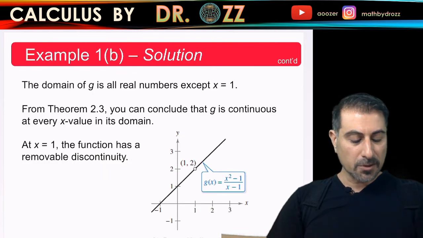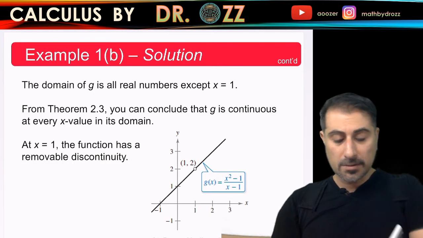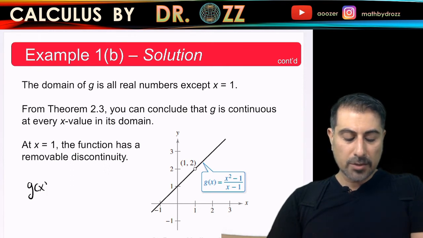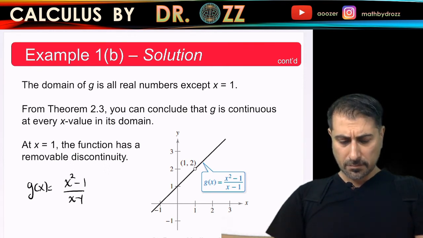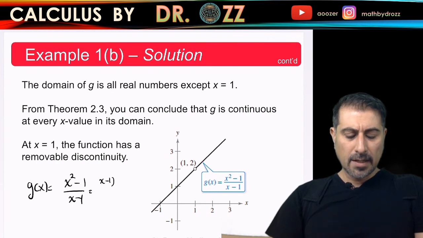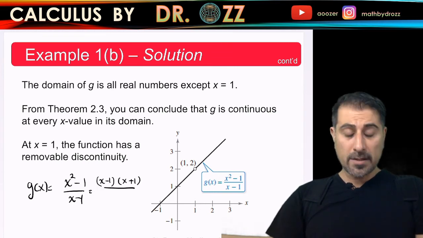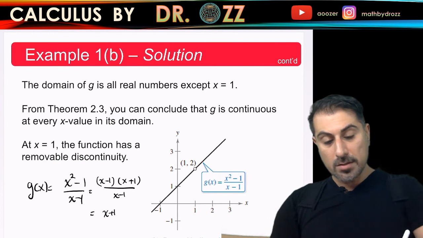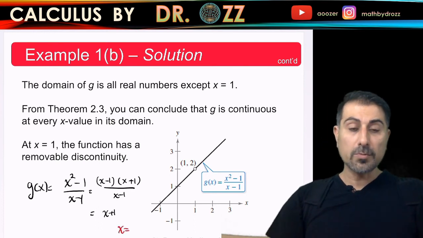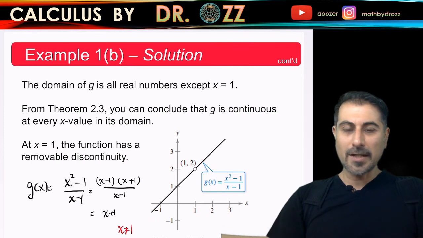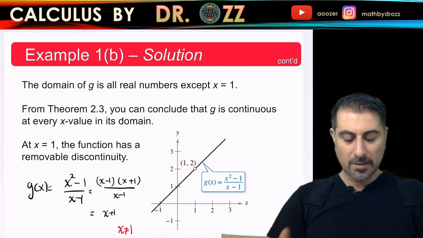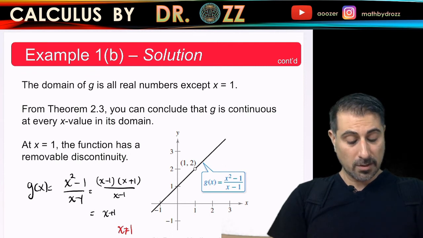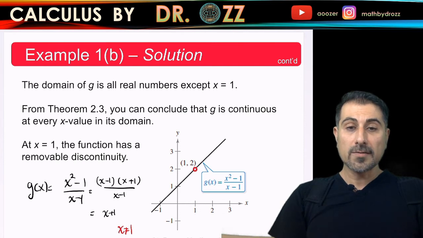So if you want to graph this function, you have g of x equals x squared minus 1 over x minus 1. If you factor the top, you can simplify this as x plus 1, as long as x is not equal to 1. So when x is not equal to 1, it's a line, because g of x is equal to x plus 1, which is a line. And at x equals 1, it's not defined, so there's a hole here, as you see.